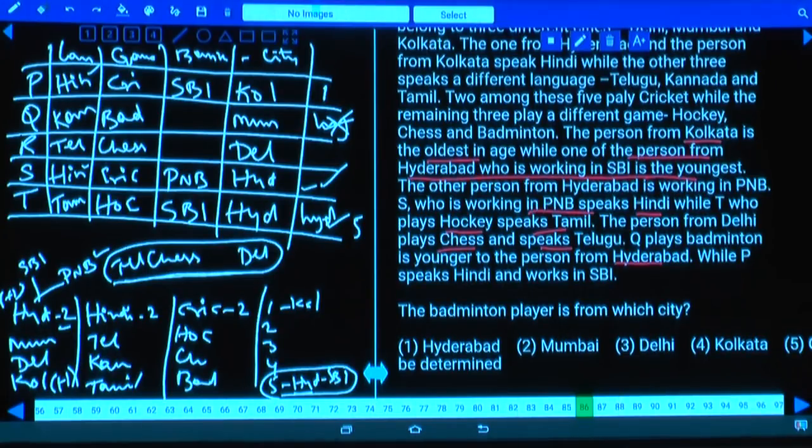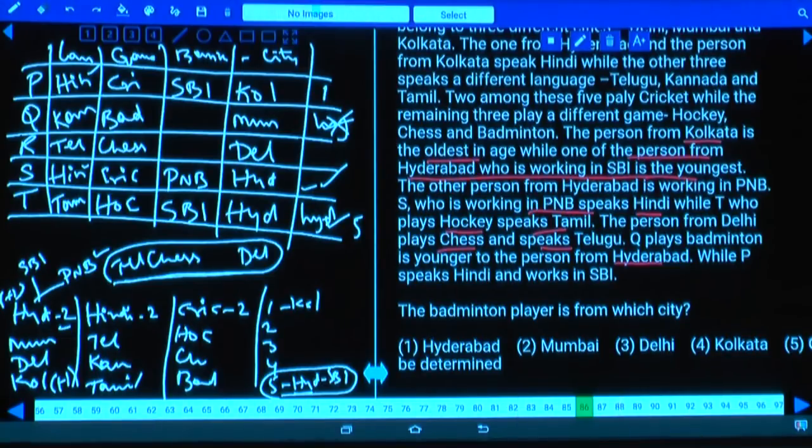Question numbers 86 to 88. Done with this, 86 to 88.